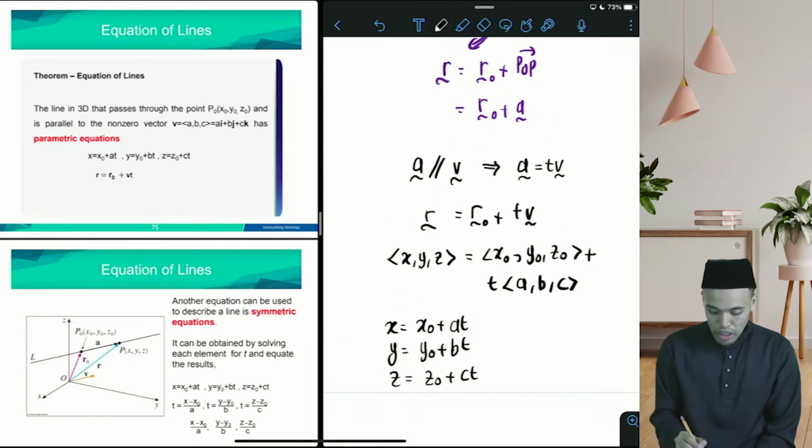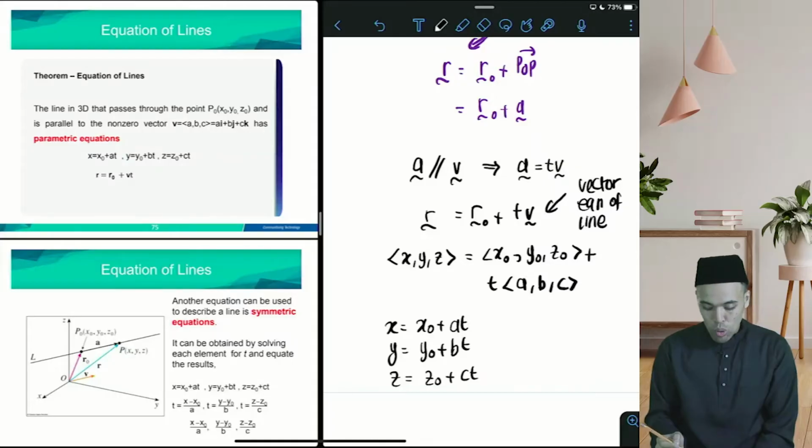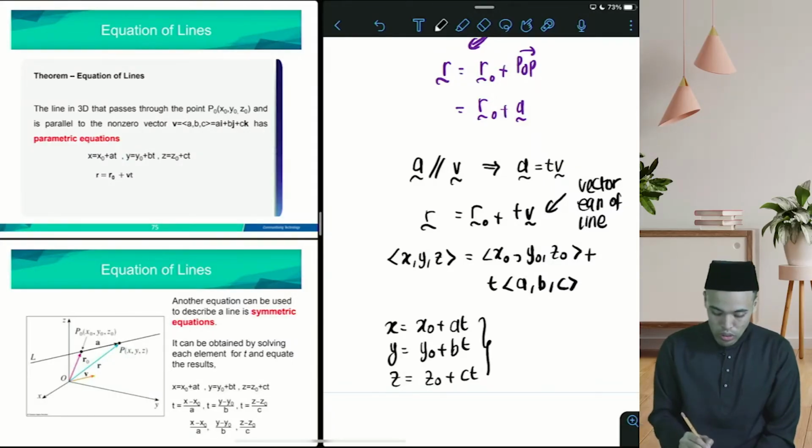So this equation, we will call it the vector equation of a line. Meanwhile, we will call this form of equations the parametric equations of a line.